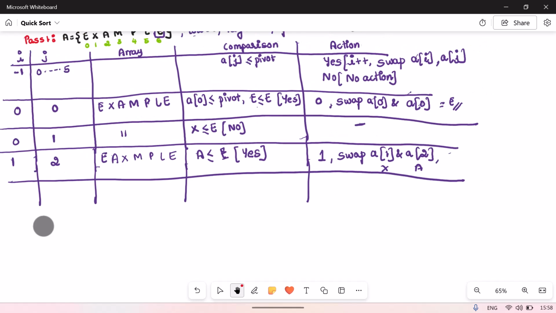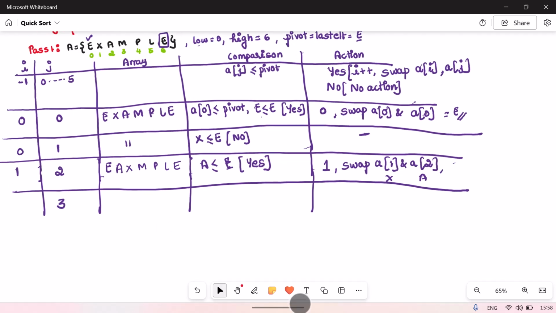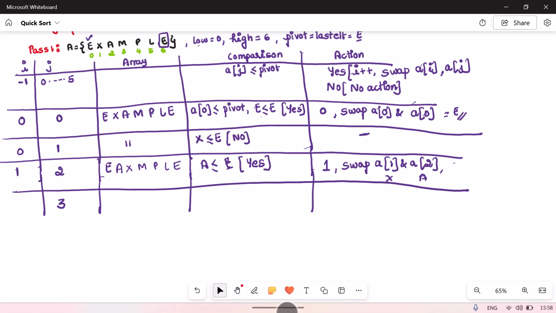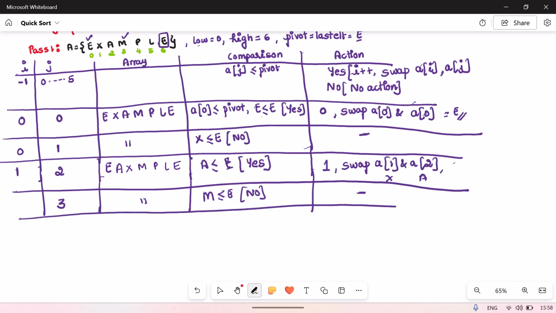Okay, let us do the next step. j is 3. Okay, so is A of j less than or equal to pivot? A of 3 is M. You have to look at that. Okay, so here it is. A of 3 is M. Is M less than or equal to E? No. So no action will be taken, so the array remains the same.